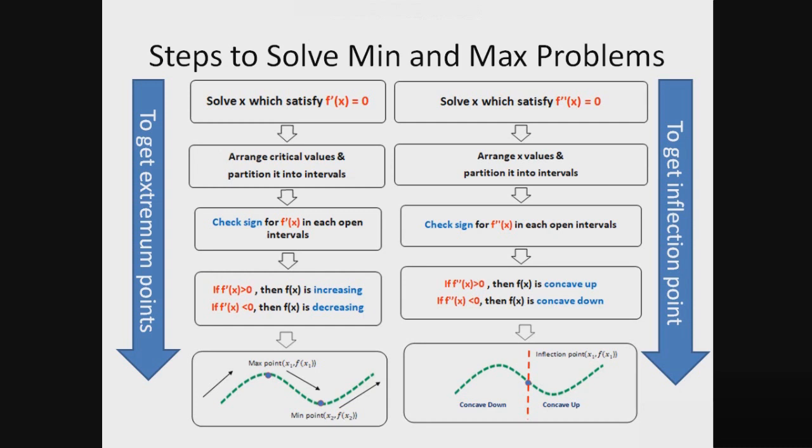And then last but not least, to find the inflection point, we have to find where the function is continuous at the point and the concavity of the graph changes at that point. Then we have to substitute that x value inside f(x), so we get the inflection point.